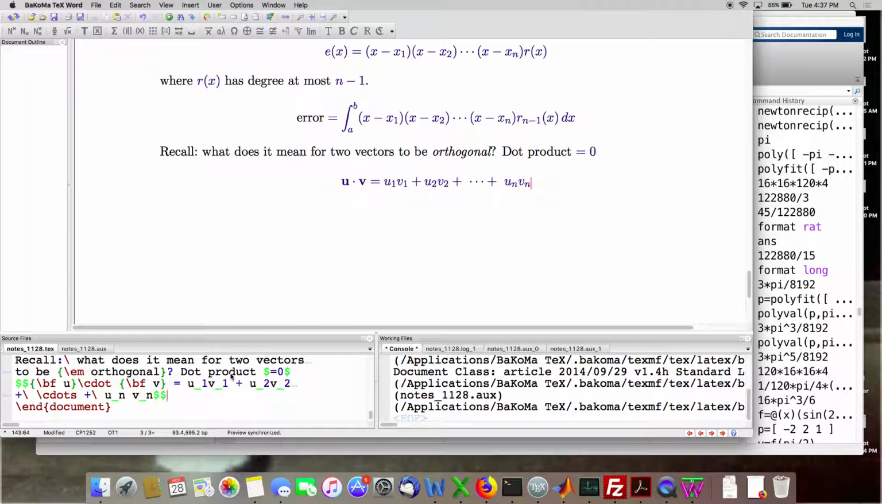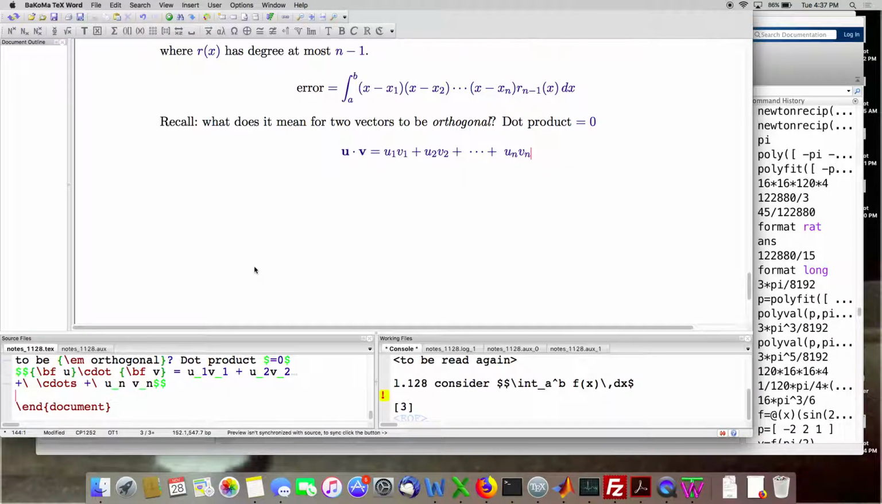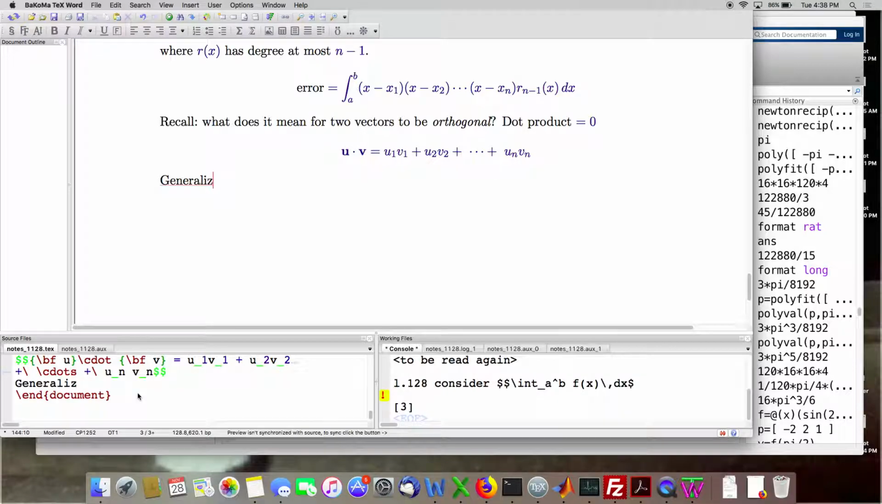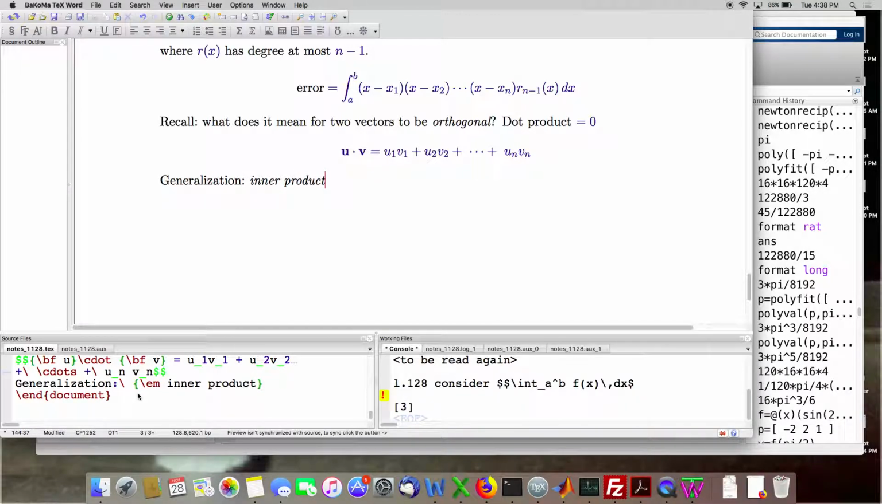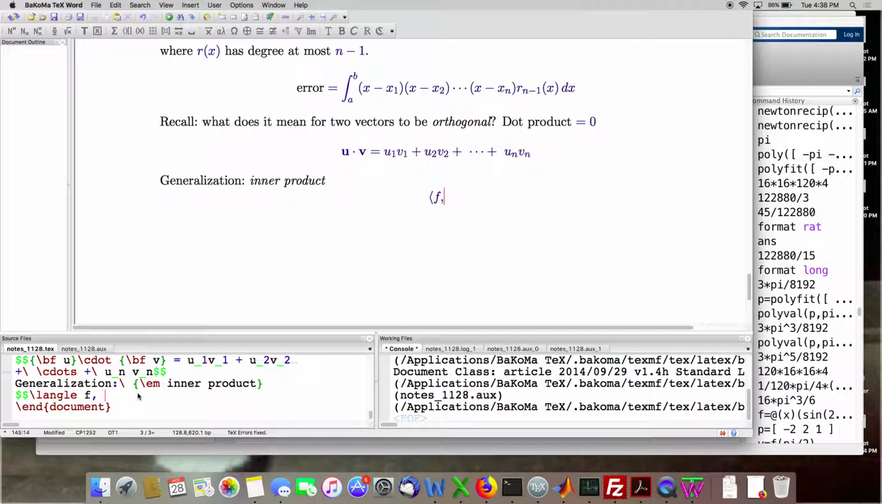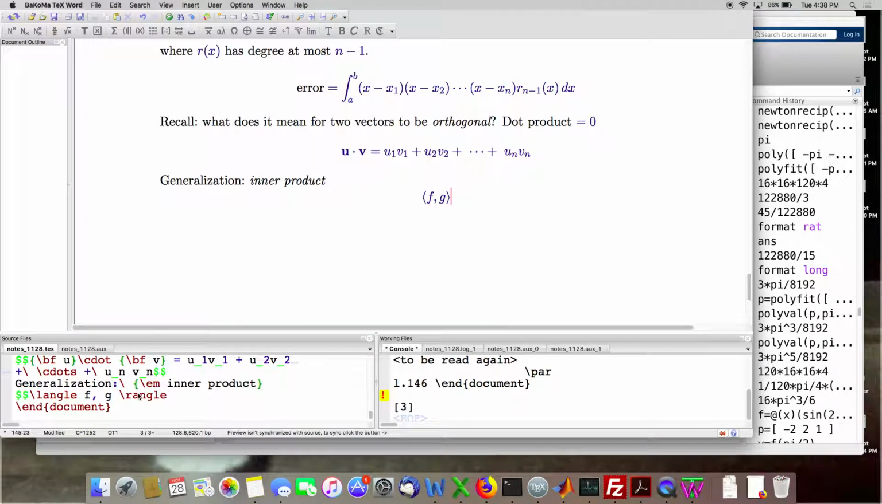Okay, now, to address a question that might be on your minds, why on earth am I talking about this now? I'm going to generalize. An inner product of two functions is defined to be the integral of their product.